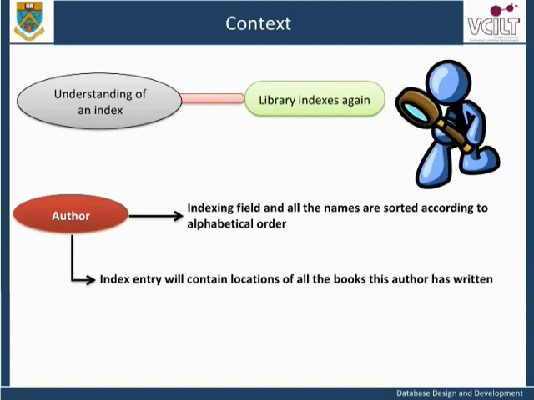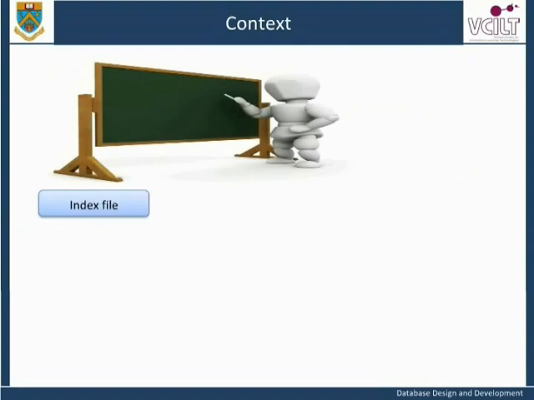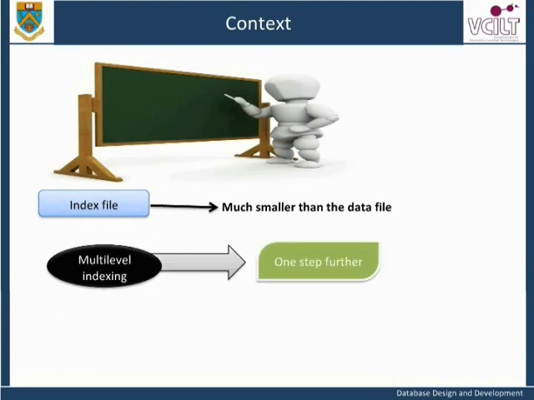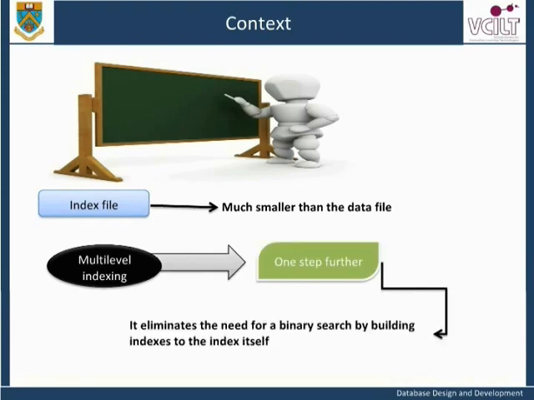What happens if you do not have an index to use? This is similar to using a heap file and linear search. You will have to browse through the whole library looking for the book. An index file is much smaller than the data file, and therefore, searching the index using a binary search can be carried out quickly. Multi-level indexing goes one step further, in the sense that it eliminates the need for a binary search by building indexes to the index itself. We will be discussing these techniques later on in the unit.